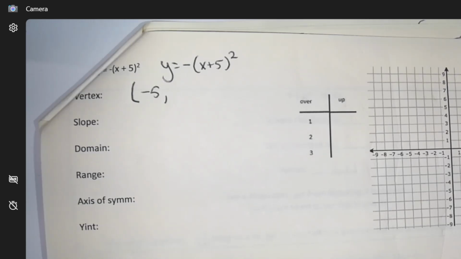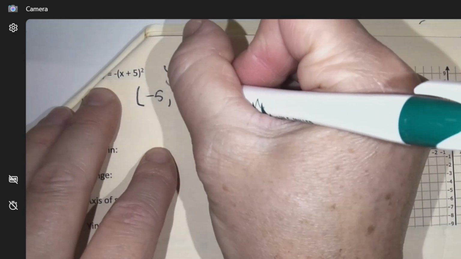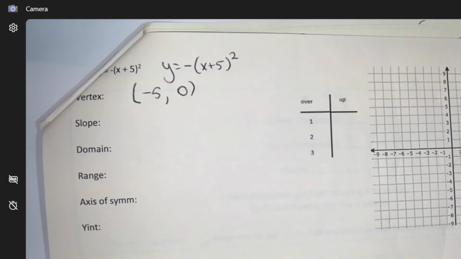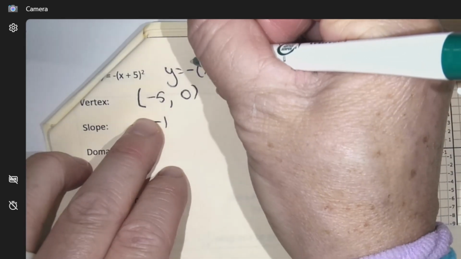Does anybody find one? There isn't one, right? So what should I write? 0. There's no number there. There's no K value at all. So we can write 0. What's the slope? -1, because that's the multiplier.